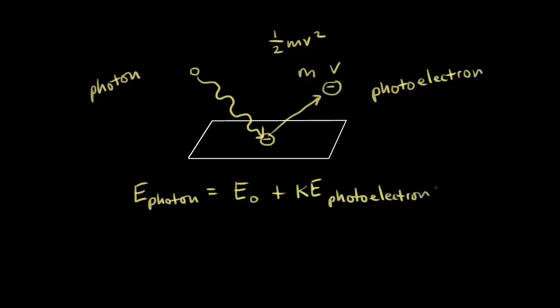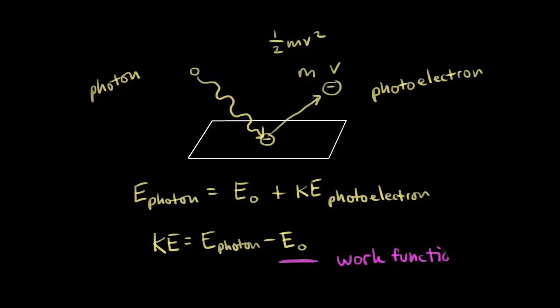So let's say you wanted to solve for the kinetic energy of that photoelectron. That would be very simple. The kinetic energy would be equal to the energy of the photon minus the energy that was necessary to free the electron from the metallic surface. And this E naught, here I'm calling it E naught, you might see it written with a different symbol, but this is the work function. So let me go ahead and write work function here.